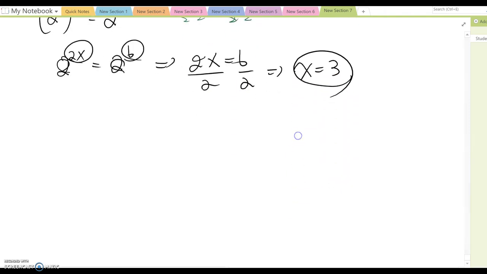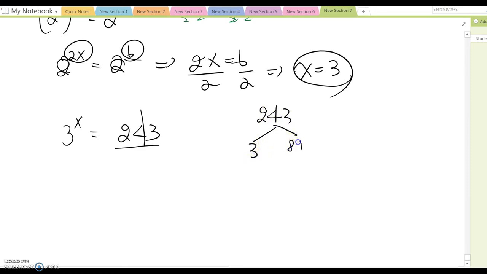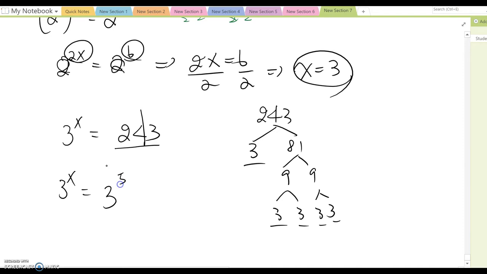Even if we have maybe 3 to the x equal to 243, the step is always finding its prime factorization. So 243 is 3 times 81, and 9 times 9, 3 times 3 and 3 times 3. So 3 to the x equal to 3 to the 1, 2, 3, 4, 5, fifth power here. As you see, the bases are equal to each other, so the exponents must be equal to each other as well. So x equal to 5. This kind of case is easier to solve.